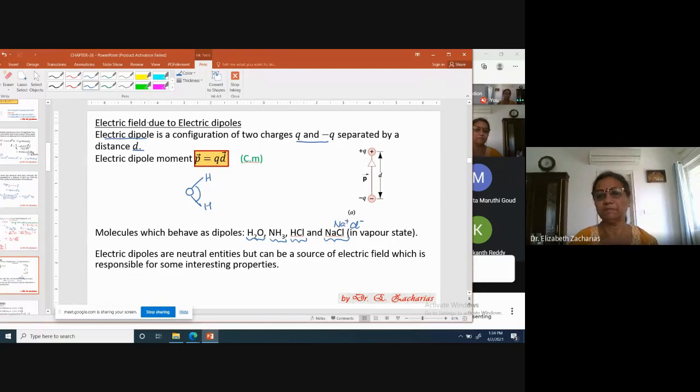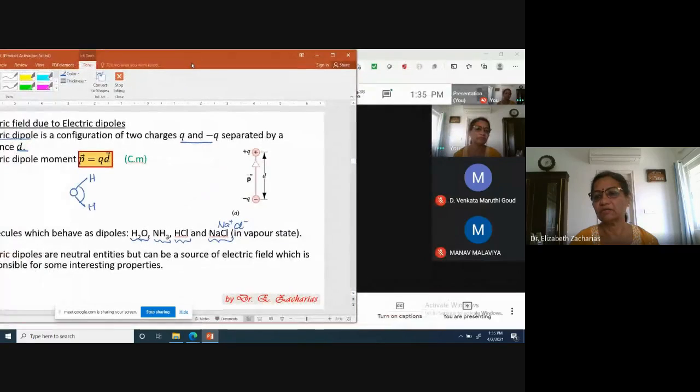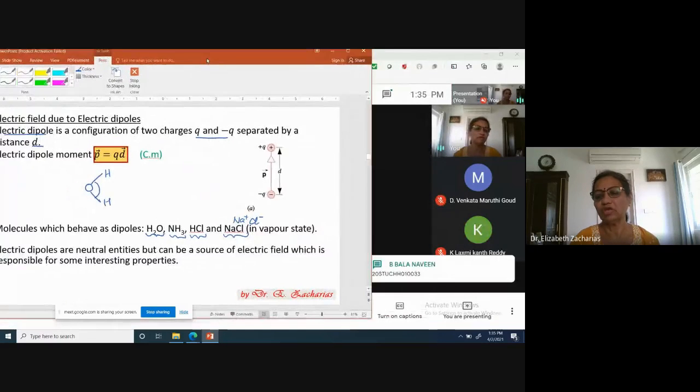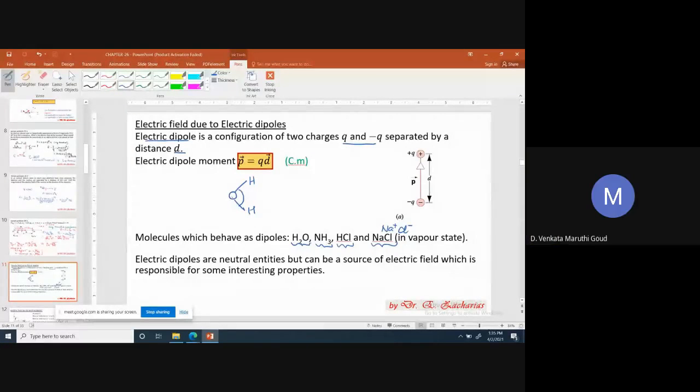What's happening? Let me see who are all the people in the class. Maruti, can someone tell me what is this angle? 90. Between the hydrogen? Huh?